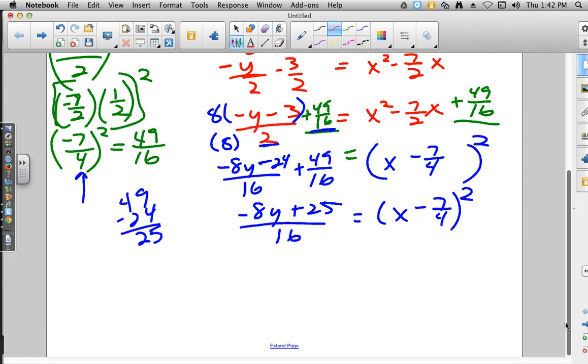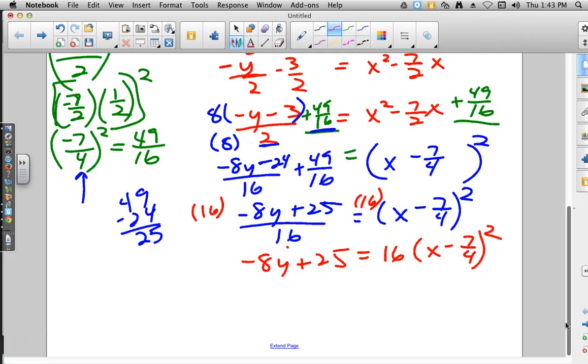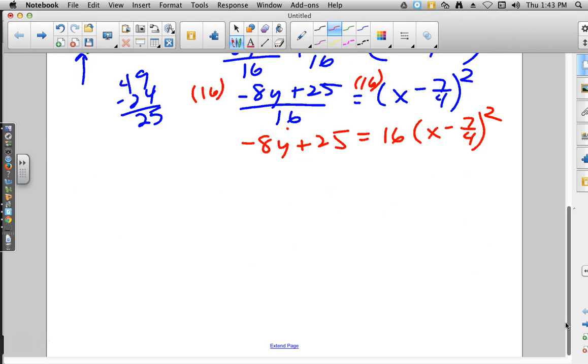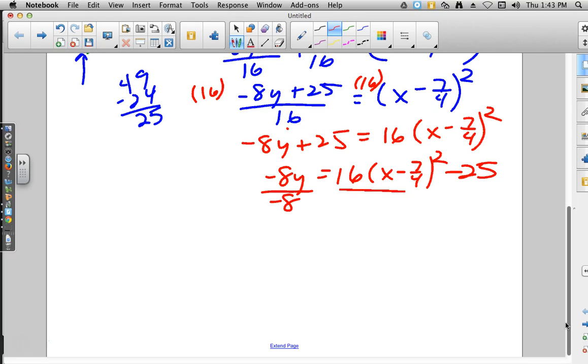All right, well, let's move everything back. We have 16, so we're going to multiply both sides by 16. And that will give us negative 8y plus 25 equals 16 times x minus 7/4 squared. And then we would go ahead and subtract 25 from both sides. So 16 times x minus 7/4 squared minus 25. And then divide everything by negative 8.